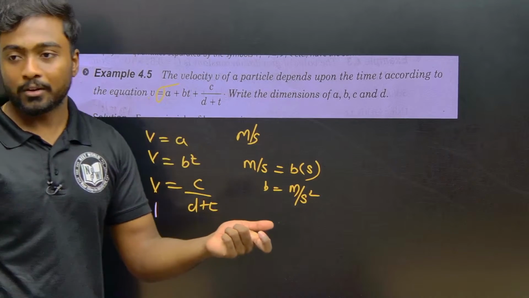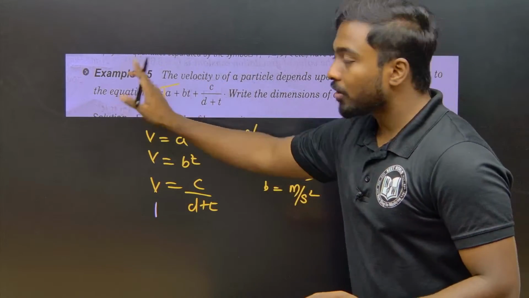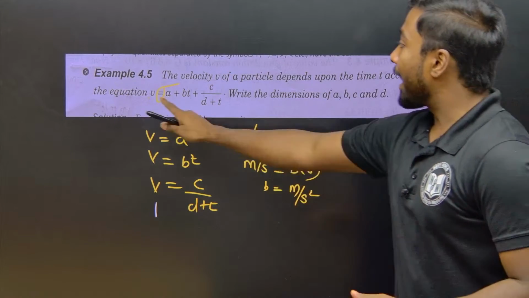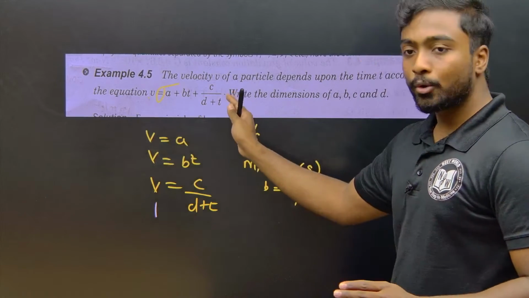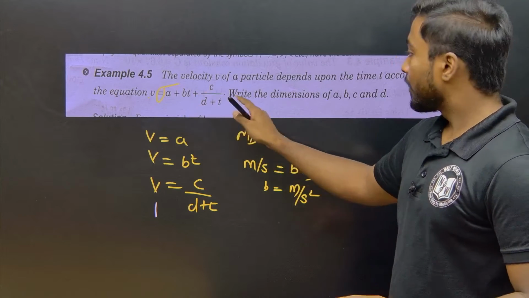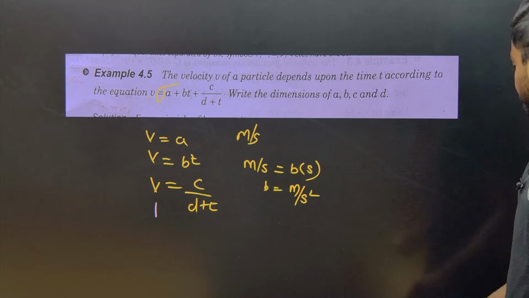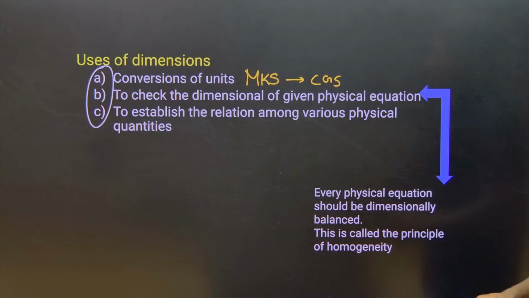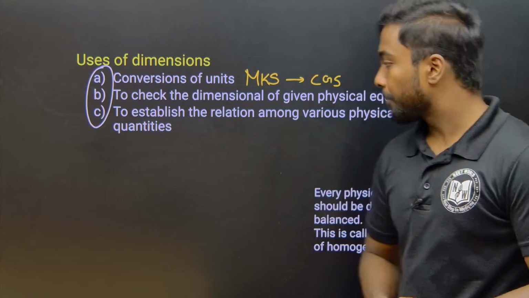So the constant has no use. I need only the dimensions, like the SI unit, so both sides' SI units should be the same. Any doubts here? If an equation is there, I should equate it. One side of the equation I know, that is meter per second, the other side I don't know. t is time, and the remaining variables are constants. Any doubt here? So to establish the relation among various physical quantities, every physical equation should be dimensionally balanced, that's what we have seen. The left hand side should be equal to the right hand side.